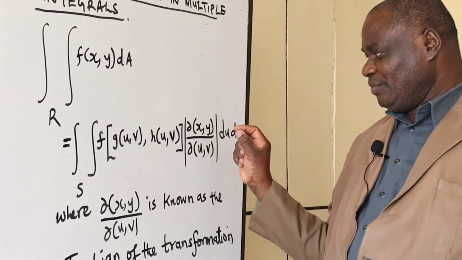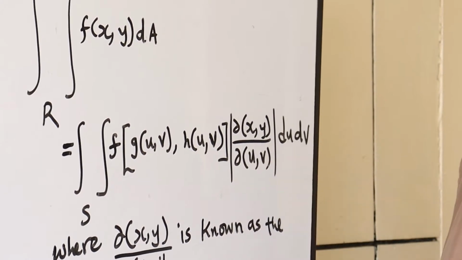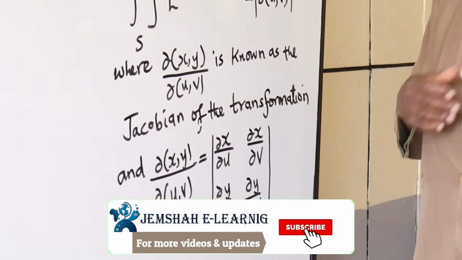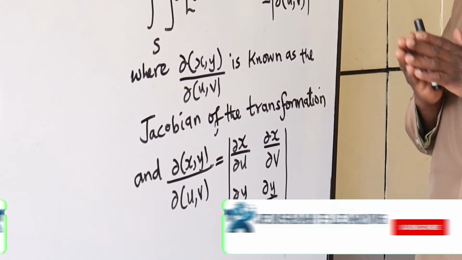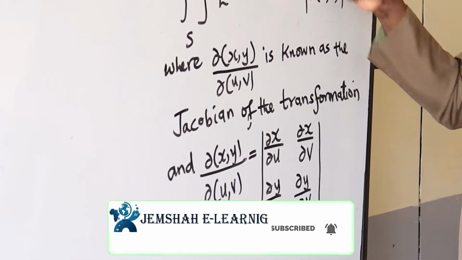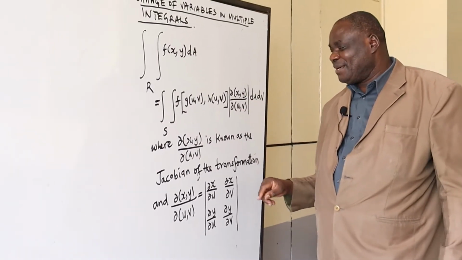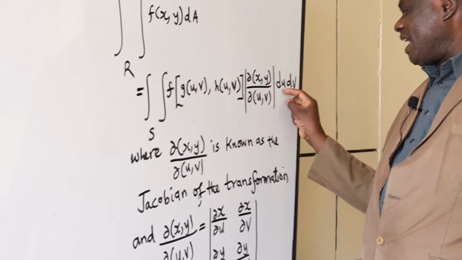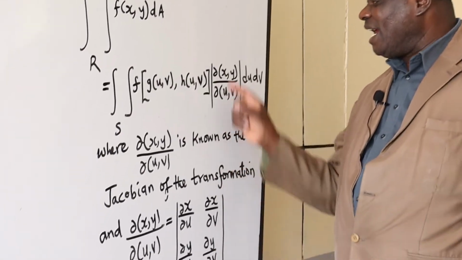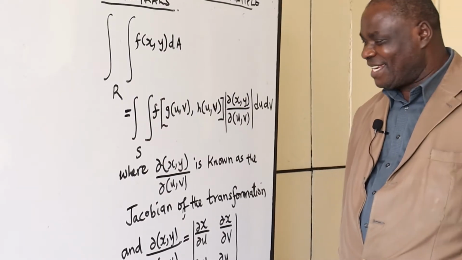Now, this particular ∂(x,y)/∂(u,v) is known as the Jacobian of the transformation, because we are trying to change our variables from one set to another set. Then there must be something that will come out as we change our variables, and that is that we will multiply du dv with the Jacobian of the transformation. And what we normally multiply with is the absolute value of the Jacobian.